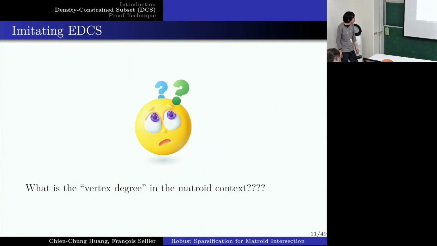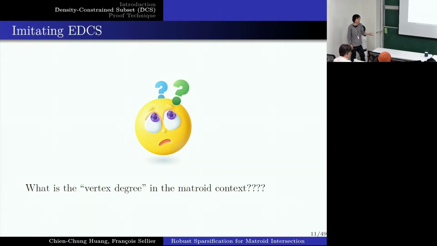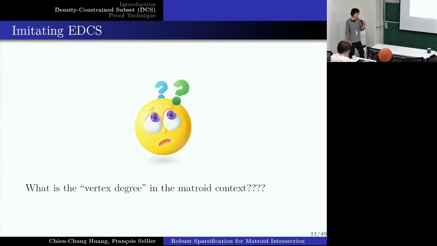Okay, so I just showed you the relationship between bipartite graph matching and matroid intersection. It should be very natural to try to imitate the same thing for matroid intersection. I would hope to have a sparsifier for matroid intersection. But here is the first big question: what is vertex degree in the matroid context?